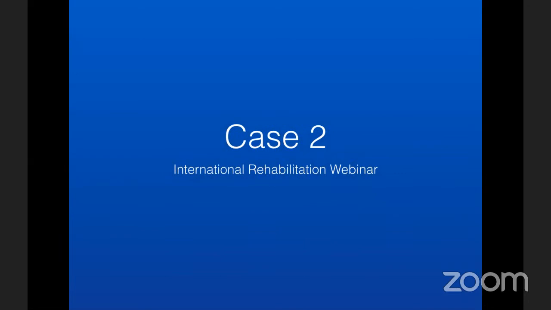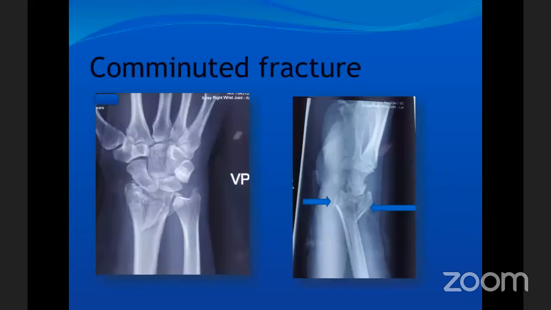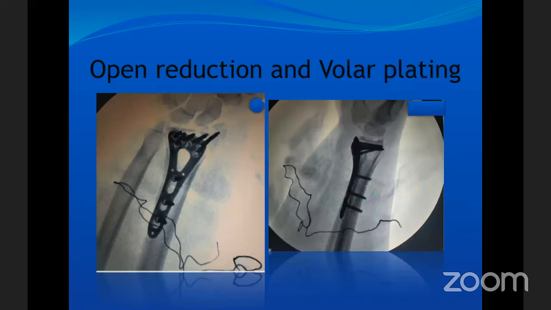So our next case is a case of trauma. He was a young 42-year-old, if you call him young, sustaining injury to his wrist, injuring his lower end of radius, and came to us with this X-ray. You can see a lot of comminution, AO C3 type fracture, both volar and dorsal cortex injured. On CT, you can see a smashed intra-articular fracture. We decided to operate upon this patient and we were able to achieve decent reduction, and we applied a volar plate.